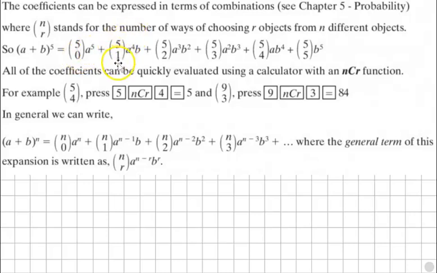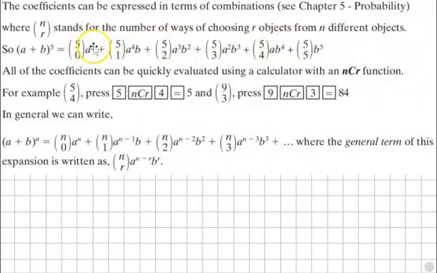plus 5 choose 1, a to the power of 4 b, plus 5 choose 2, a cubed b squared, plus 5 choose 3, a squared b cubed, plus 5 choose 4, a b to the power of 4, plus 5 choose 5, b to the power of 5. So again, notice that all the powers add up to 5.